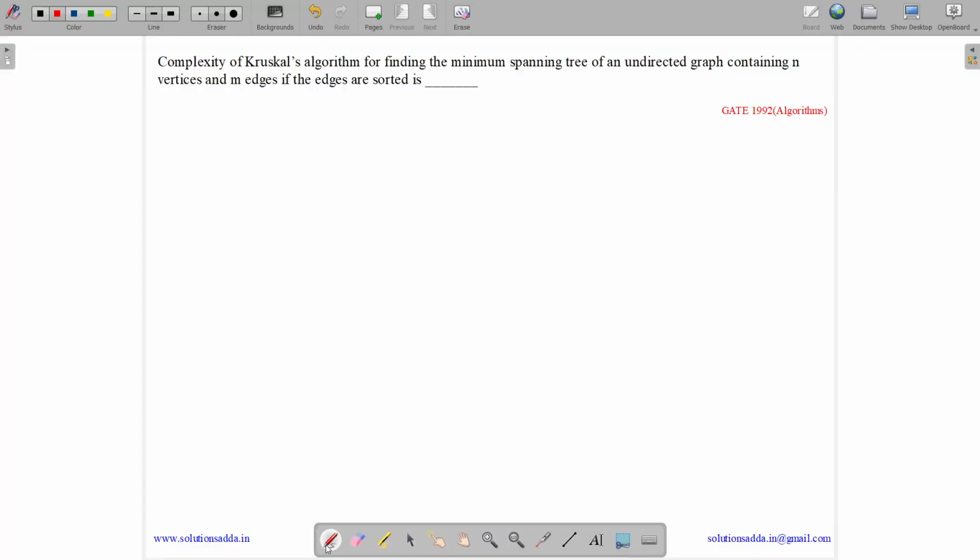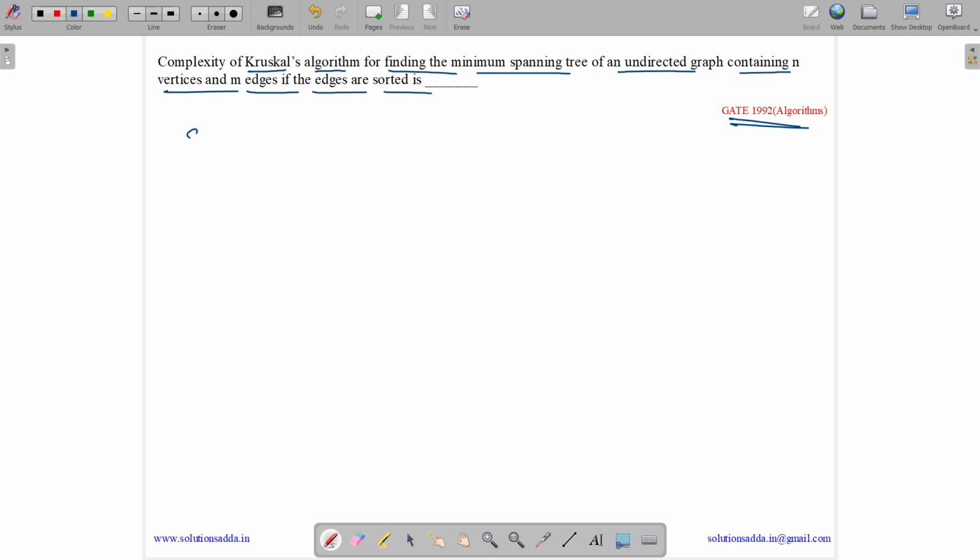This question belongs to algorithm subject and was asked in GATE CSE 1992. So the question states, complexity of Kruskal algorithm for finding the minimum spanning tree of an undirected graph containing n vertices and m edges if the edges are sorted is.